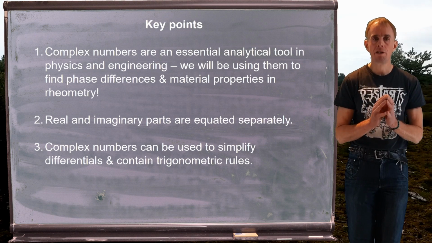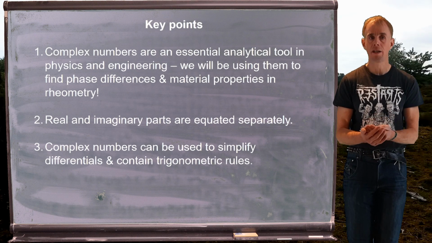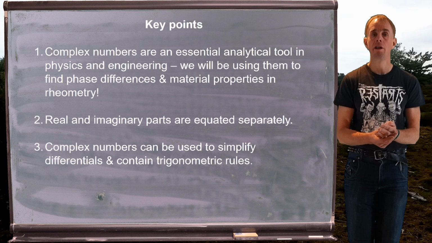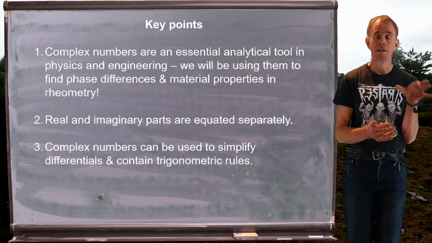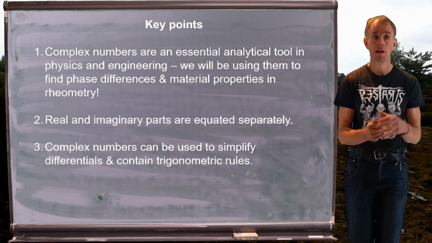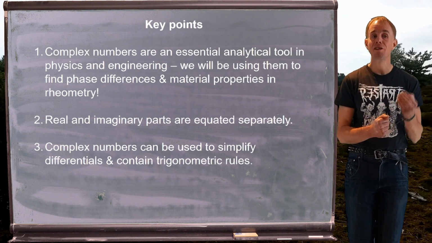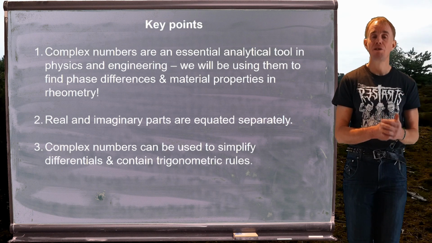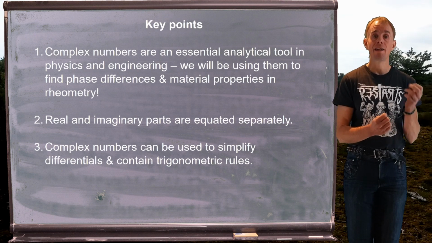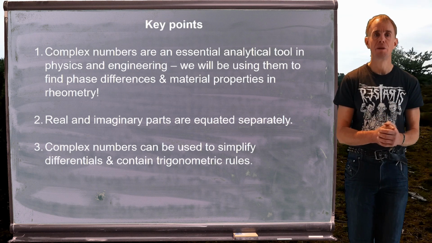Remember, when dealing with complex numbers, real and imaginary parts are equated separately, and i squared is simply minus 1, and that is converting an imaginary number to a real number. Just watch the change of sign. What I've done in the last few bits on the board here is to remind you that complex numbers can also be used to simplify differentials, which is the key use that we'll be putting them to, and they also contain trigonometric rules, which is another key use that we're going to be putting them to.